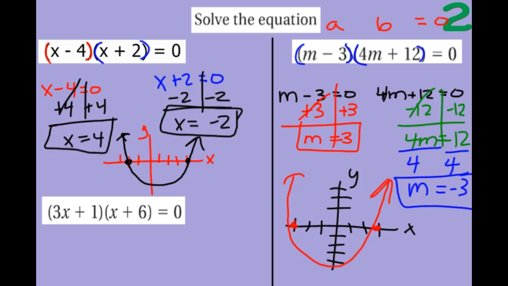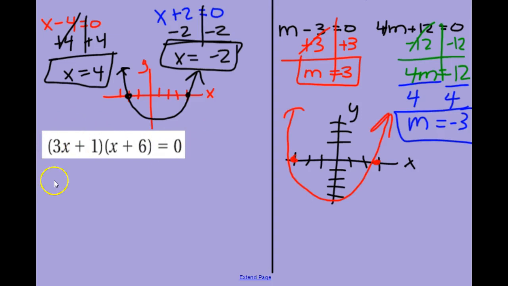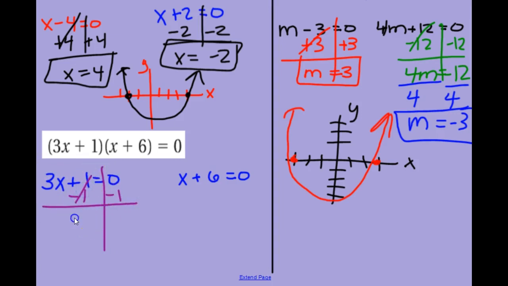Alright, let's try one more. Either one of these could be equal to 0, so let's set them both equal to 0. 3x plus 1 equals 0, and x plus 6 equals 0. So when I solve this first one, subtract 1. So I get 3x equal to -1.